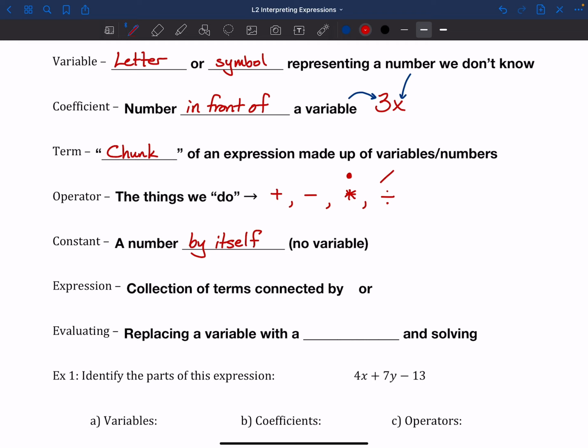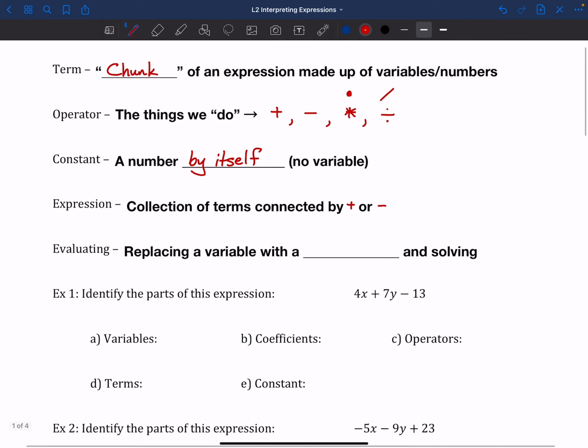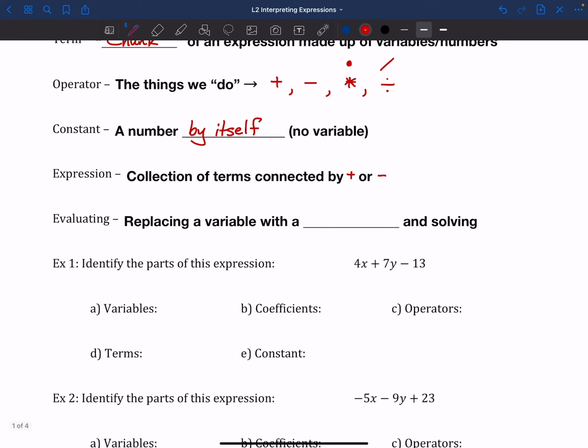All right, we've also got this thing called an expression. This is when we have a collection of terms connected by either a plus or a minus. So whenever you've got those plus or minus kind of breaking up the chunks, then that's an expression. The way that it turns into an equation, which is not on here but we'll talk about at some point, an equation has to have an equal sign in it. An expression, notably, does not.